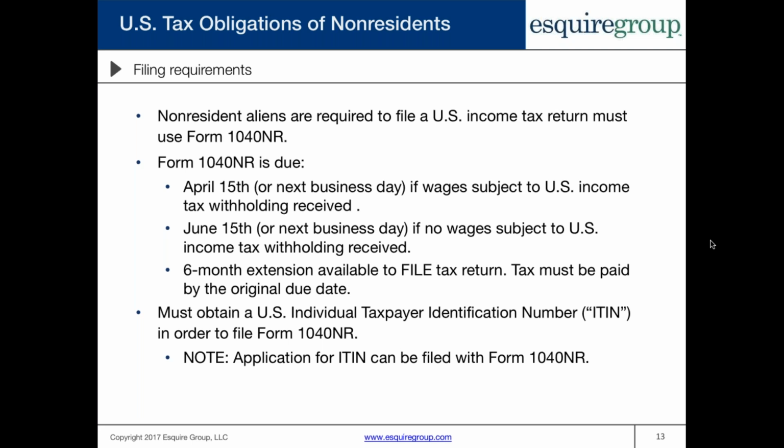Also, if the non-resident alien does not have a U.S. Social Security number and does not qualify for a U.S. Social Security number, then they would have to obtain what's called an individual taxpayer identification number, or ITIN, in order to file their 1040-NR. If they don't already have an ITIN at the time they submit their 1040-NR, they can submit a Form W-7 with the required documentation with their Form 1040-NR to apply for an ITIN.